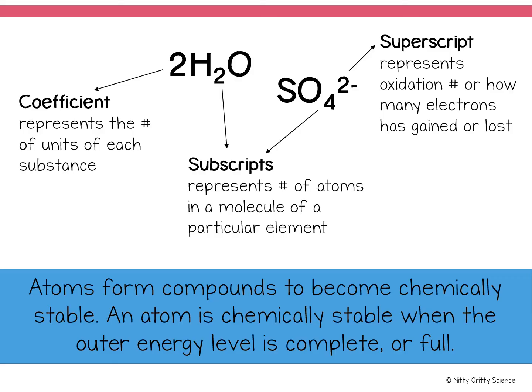But there is also sometimes a superscript, and this number is usually higher and sometimes has a positive or negative charge. This superscript represents an oxidation number. And what an oxidation number tells us is how many electrons this compound has gained or lost. Now, sometimes they gain or lose electrons because atoms form compounds in order to become chemically stable. An atom is chemically stable when the outer energy level is complete or full.